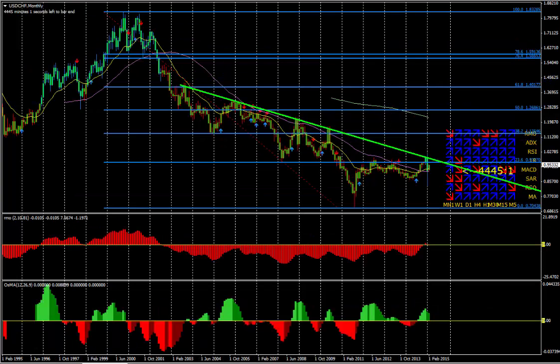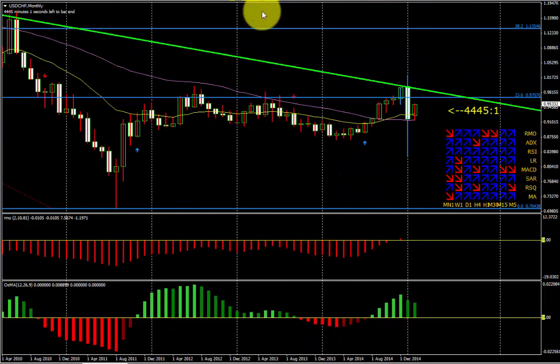Onto the US dollar Swiss franc. Here again, let's just pan and have a look at the monthly, how the monthly is actually panning out.